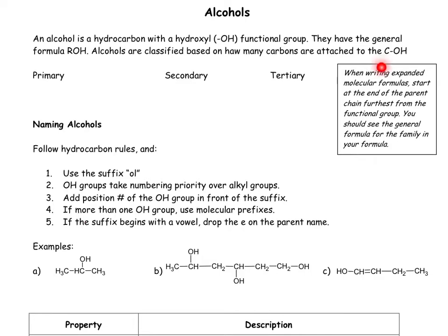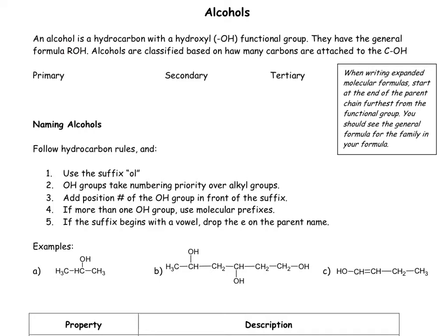As this box explains, when writing expanded molecular formulas for alcohols and any of the following families we'll discuss in the course, start at the end of the parent chain furthest away from the functional group. This makes your expanded molecular formula like the general formula for the family, where all your C's and H's, your hydrocarbon chain, come before your functional group. It makes it easier to identify which family your chemical is in if you're only providing the expanded molecular formula.